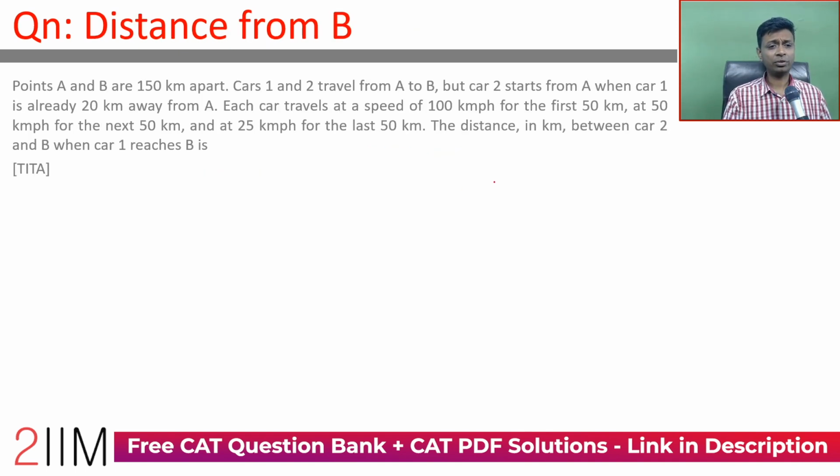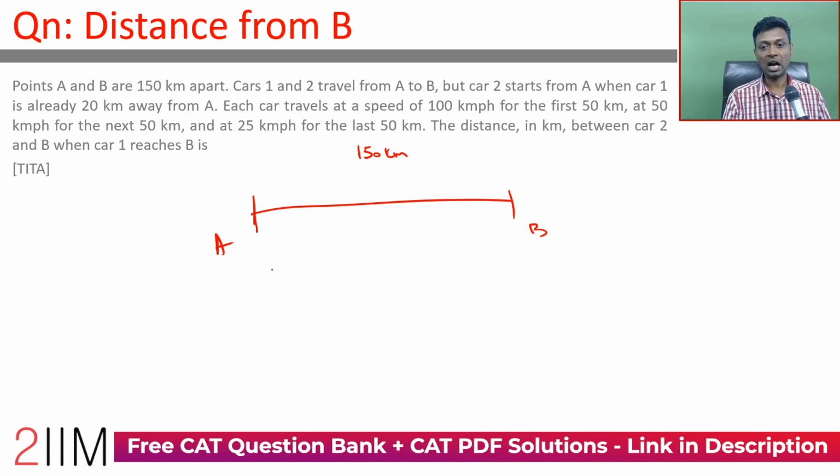Points A and B are 150 kilometers apart. Let's draw this. A here, B here, 150 kilometers. Cars 1 and 2 travel from A to B, but car 2 travels from A when car 1 is already 20 kilometers from A. So car 1 starts first, then car 2 starts. Each car travels at a speed of 100 kilometers per hour for the first 50 kilometers, 50 kilometers per hour for the next 50 kilometers, and 25 kilometers per hour for the last 50 kilometers.